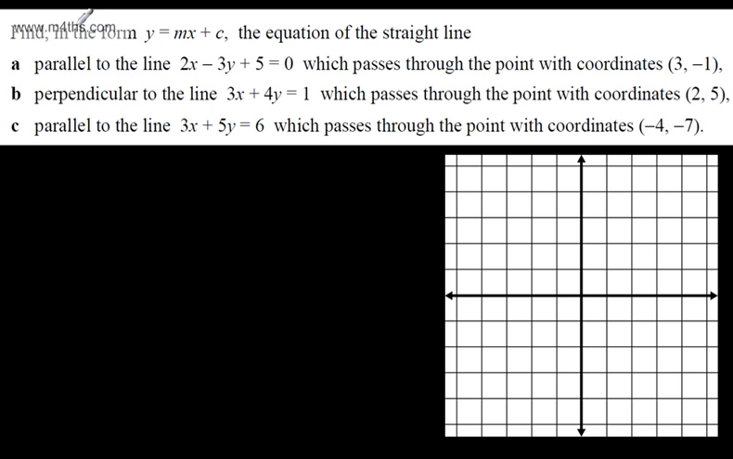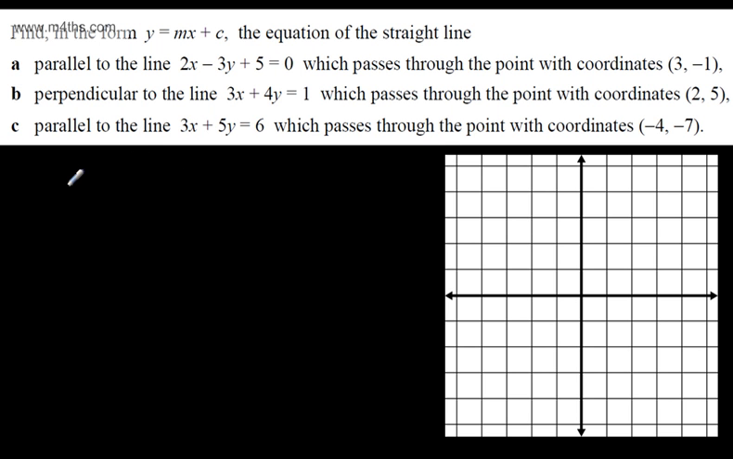Okay, we need to find in the form y is equal to mx plus c the equation of a straight line that is parallel to the line 2x minus 3y plus 5 equals 0, which passes through the points 3, -1. So pretty much the same as we're doing before. These are just further examples.